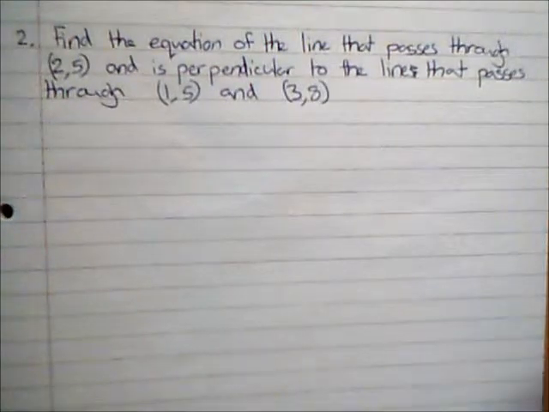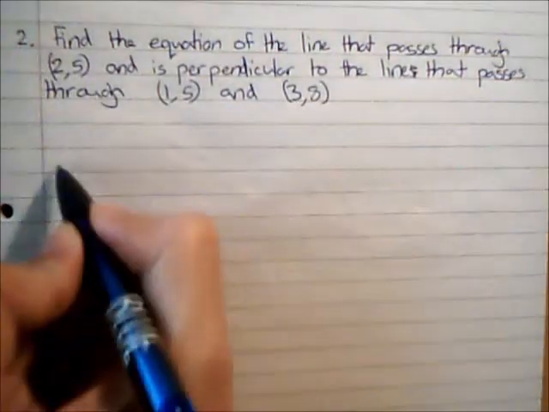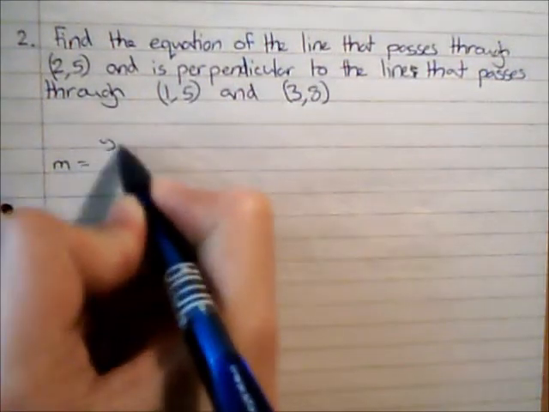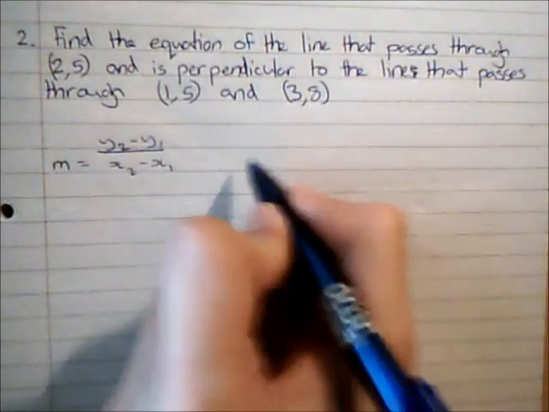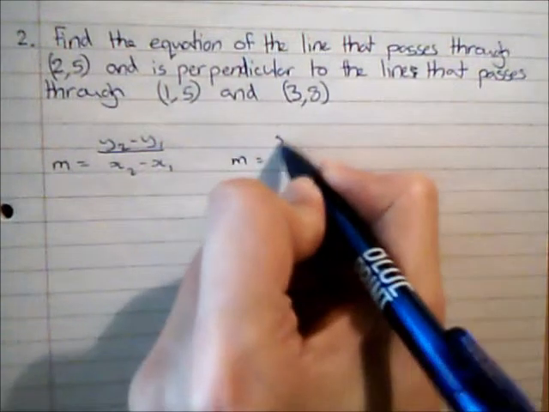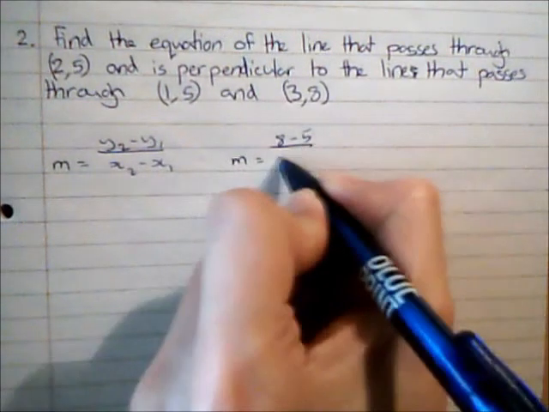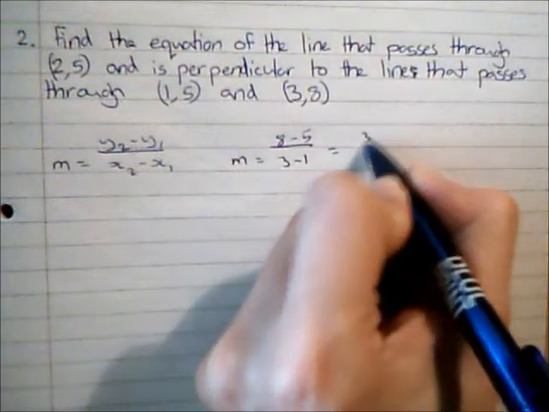In this second example, we've got a lot more work to do, because we want to find the equation of a line that passes through (2, 5), so we know one point on this line, and it's perpendicular to the line that passes through (1, 5) and (3, 8). So I need to find the gradient of that line, so I'm going to use the formula m equals y2 minus y1 over x2 minus x1. So m is 8 subtract 5 over 3 subtract 1, which is 3 over 2.